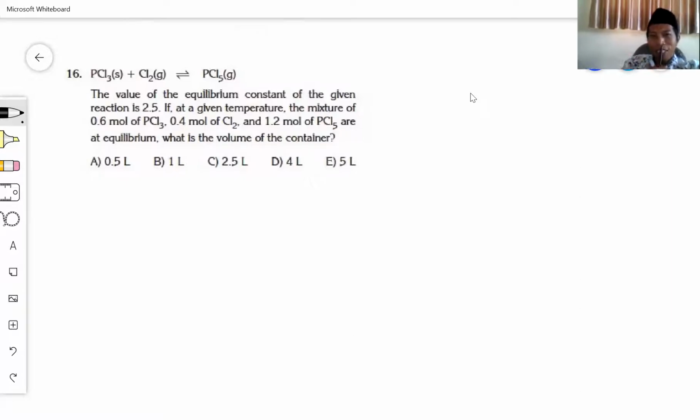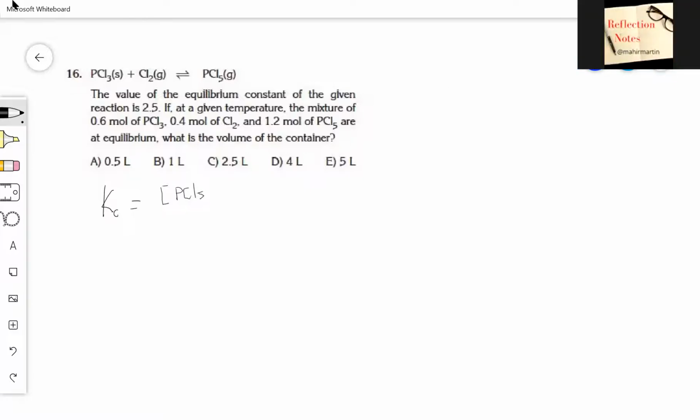It's very simple, I think. Anyone can do? You can do like this, Eric. I don't know whether there is a trick or not in this question. Let's do. It seems to be very simple. Kc will be equal to concentration of PCl5 over concentration of PCl3 times concentration of Cl2, isn't it?